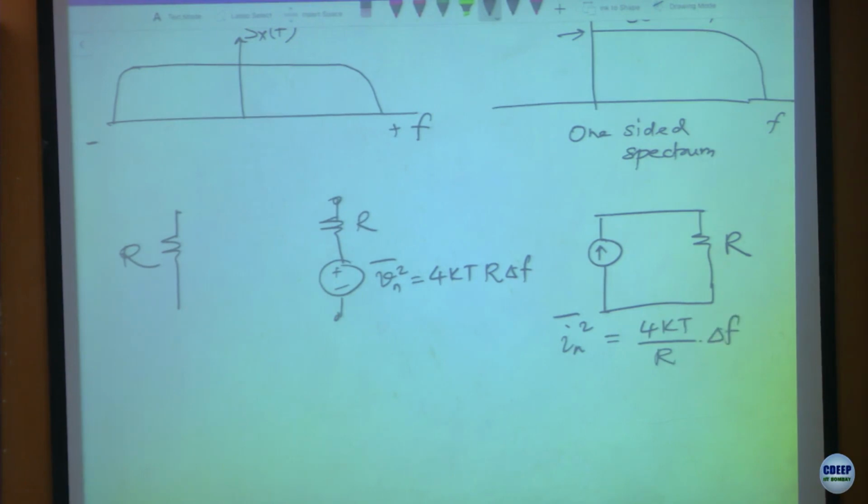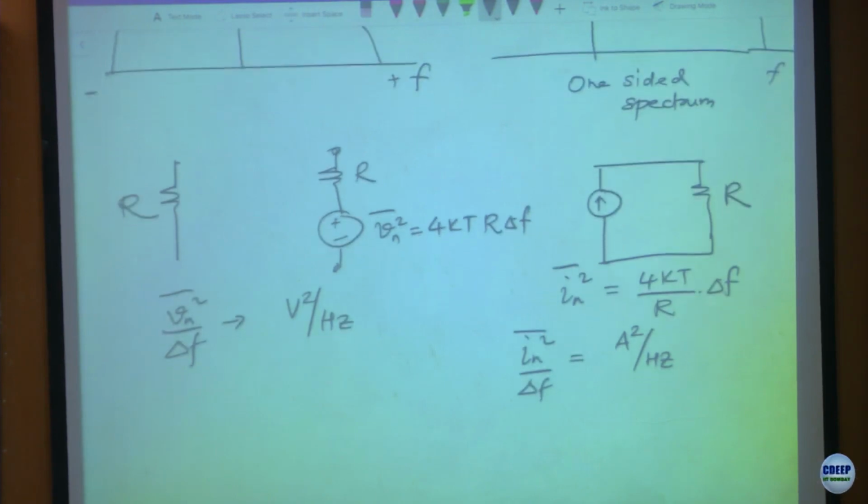Generally, you show Vn square divided by delta F, and this is shown as volt square per hertz. And current In square divided by delta F is specified as amp square per hertz, hertz being the bandwidth in which you are integrating the noise. So, bandwidth is very critical where you are making this measurement.